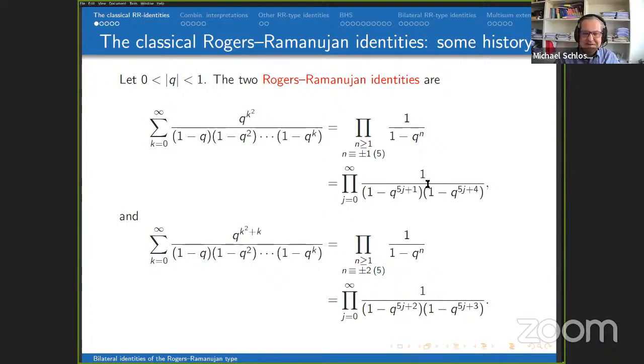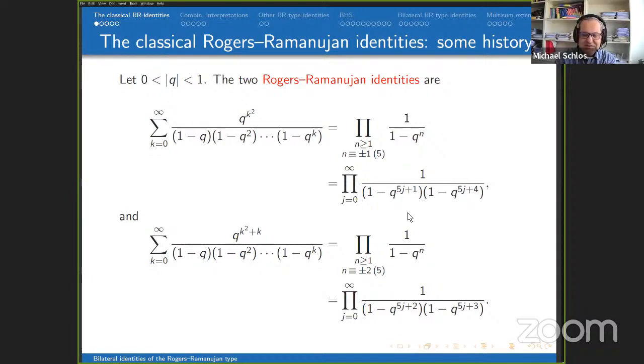So you have here congruence conditions mod 5 on the product side, and you don't see any reason why there should be a mod 5 behavior looking at the series on the left-hand side. So you see k squared, you see k, so you see, let's say, a product of k factors. There's nothing which indicates that you should distinguish between congruence classes mod 5, and that makes them really extremely interesting.